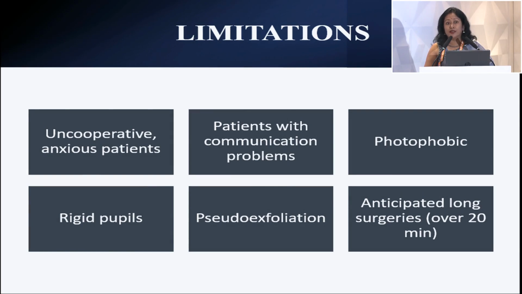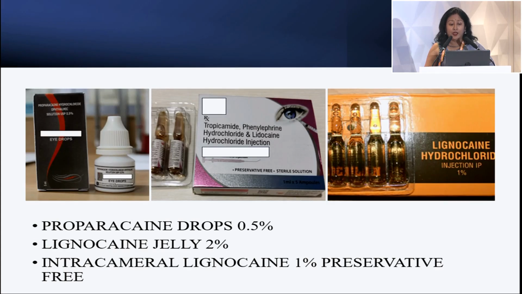Yes, limitations are there. Initially, you have to choose cooperative patients. You have to choose easier cases. When you anticipate a long surgery, or you know it's going to be a complicated case, better not jump into topical immediately. You can very well go with peribulbar anesthesia. And proparacaine drops are readily available nowadays. We have wonderful intracameral injections which work wonderfully for both analgesia as well as akinesia.